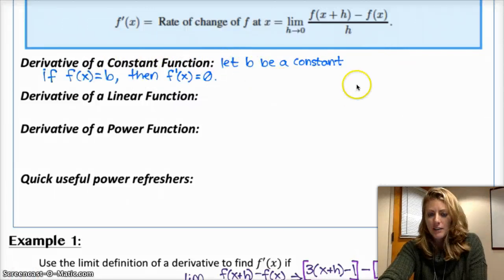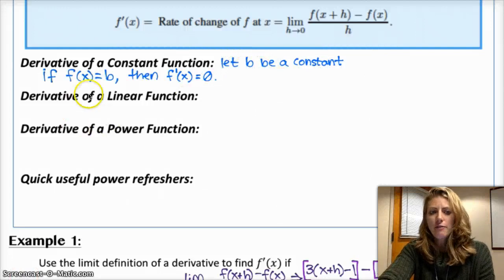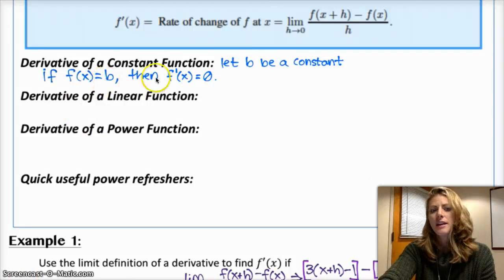So let b be a constant, just a number. If f of x equals b, then f prime of x equals 0.